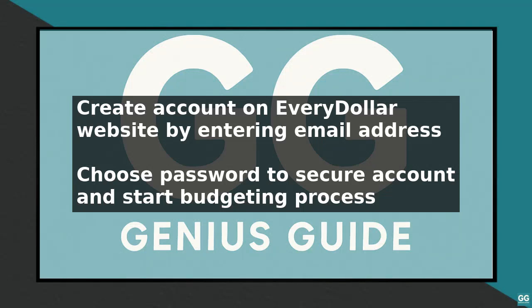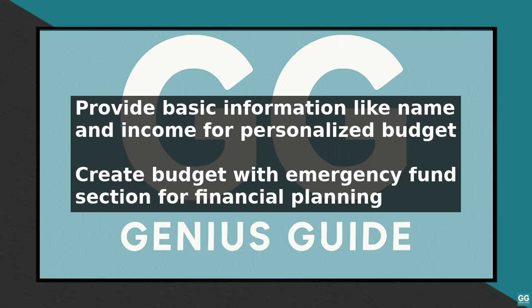To sign up for an EveryDollar emergency fund, start by going to the EveryDollar website and clicking on the Get Started button. This will take you to a page where you can create an account by entering your email address and choosing a password. Once you have created your account, you will be asked to provide some basic information such as your name and income. This information will help you to create a personalized budget that includes a section for your emergency fund.